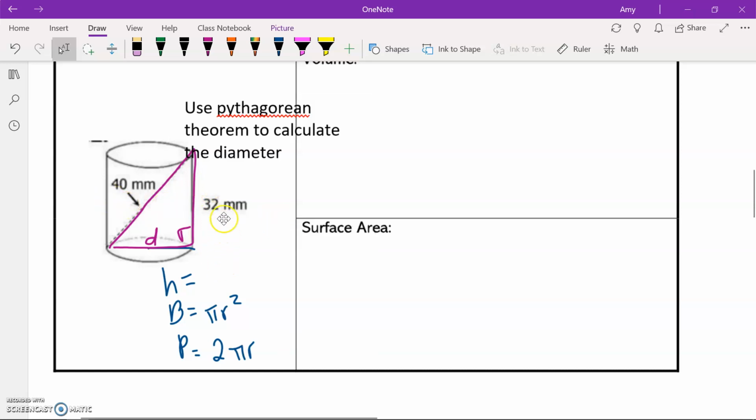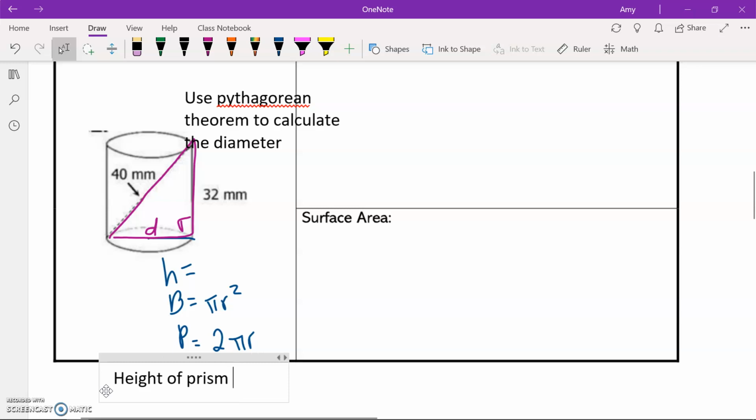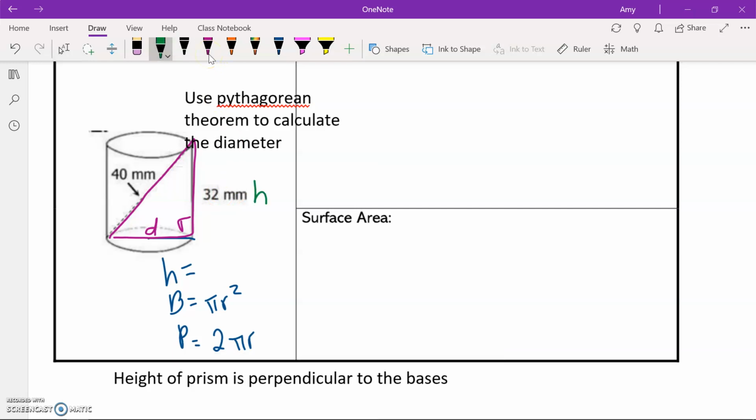Now, the other thing is which of these is going to be the height of our cylinder. Remember that the height of a prism is perpendicular to the bases. Even in an oblique prism, the height is still going to be perpendicular, so you're going to have to find that vertical. So I know that the height is going to be 32 because that 40 millimeter segment is not perpendicular to the base. So we know our height is 32 millimeters.